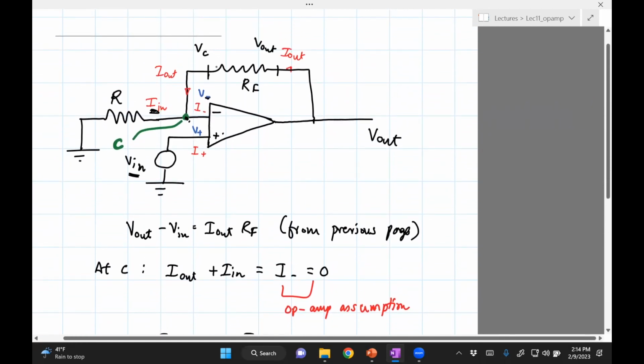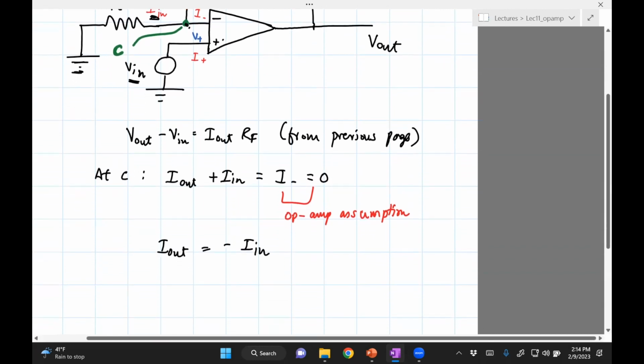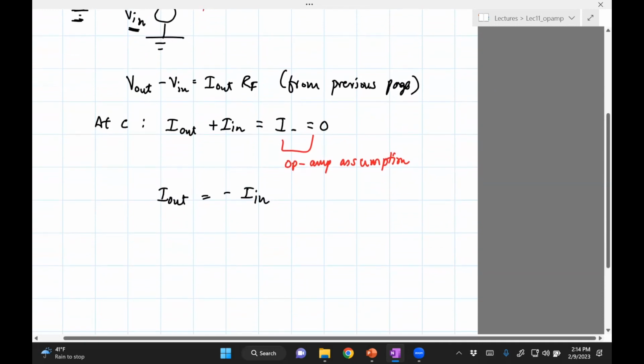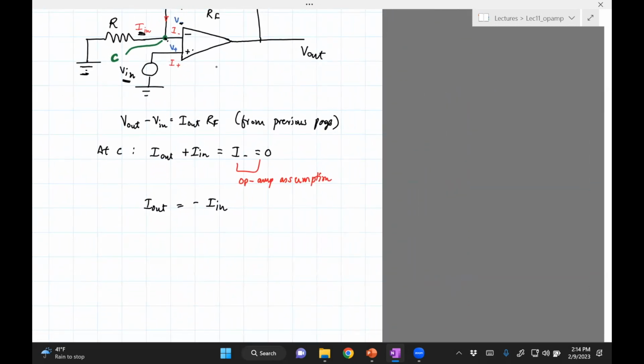Perhaps we can relate I_in with something with the resistance. So why don't we compute the voltage drop across the resistor R? We know that VC is the potential on the right, and 0 is the potential for the ground. So VC minus 0 is equal to I_in times R. Now, there's one catch though.